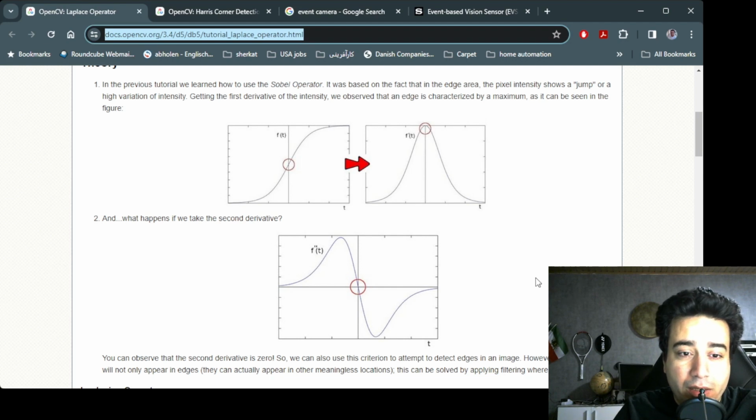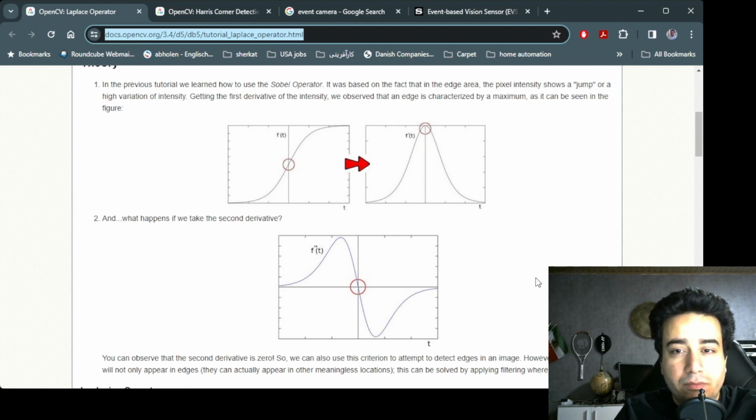Of course, unfortunately, with this method it can sometimes happen at very meaningless locations in an image, but you can probably solve this problem by applying some filter or something like that. But the idea is just the variation of intensity and the second derivative of the function.